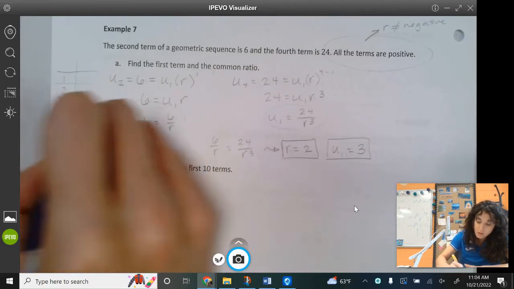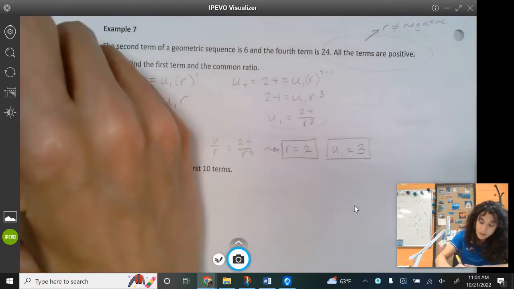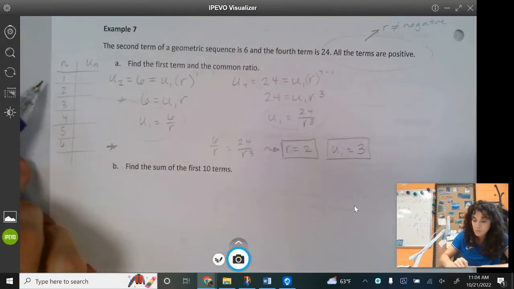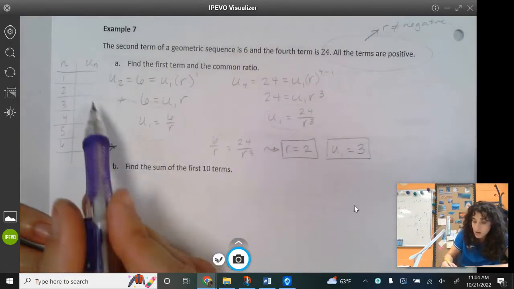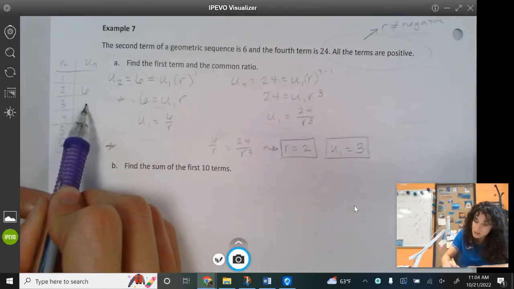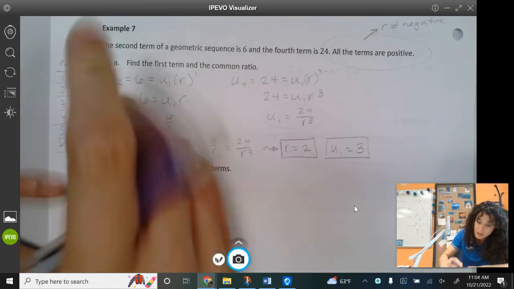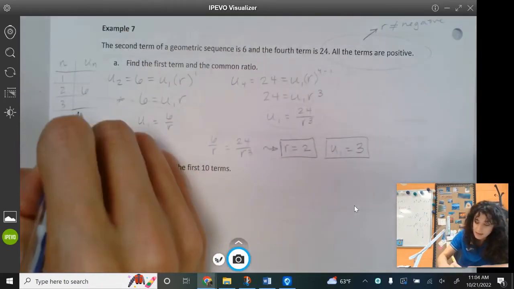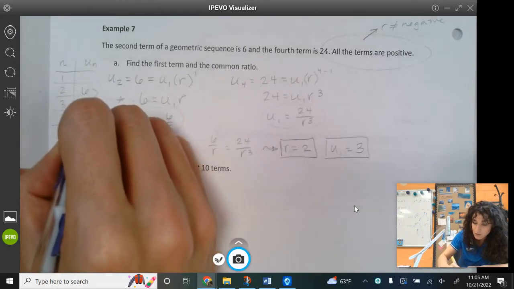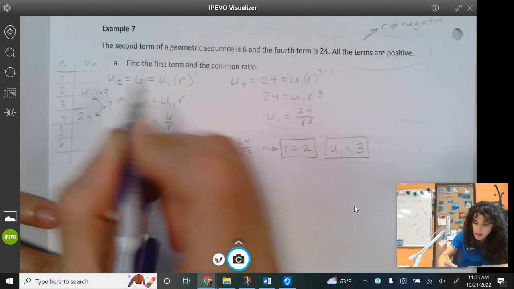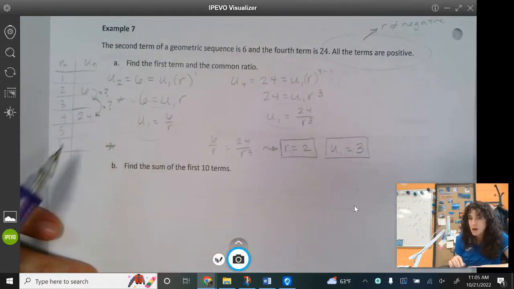We've got boom, boom, boom, boom, boom, boom. This is our n, and then this will be our u sub n, right? Our first term, we don't know, but we do know that our second term is 6. We don't know what our third term is, but our fourth term is 24. And I think we've talked about this in the past where, okay, you know you're multiplying by the same number to get there, right? And this is a part of the problem solving process.